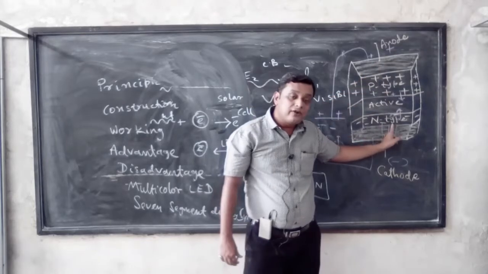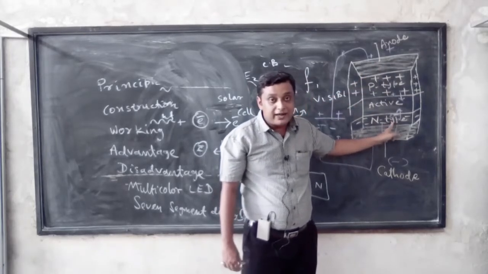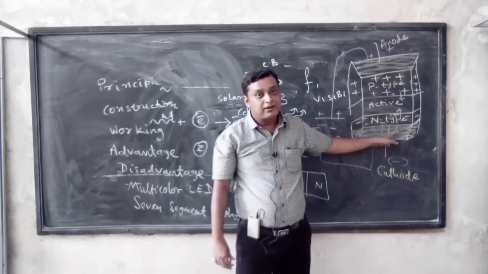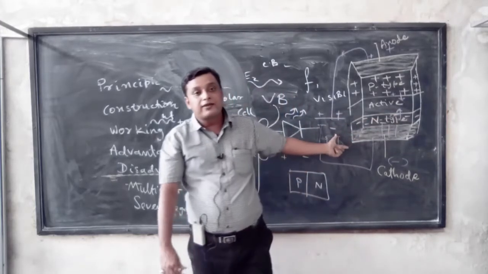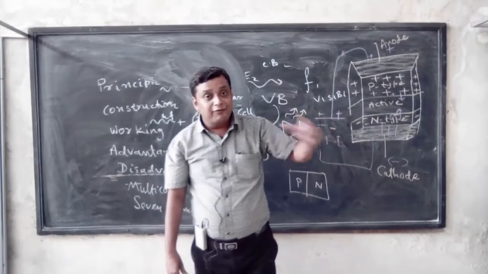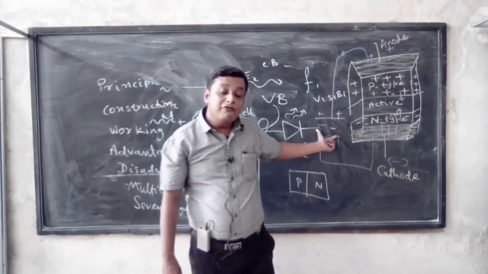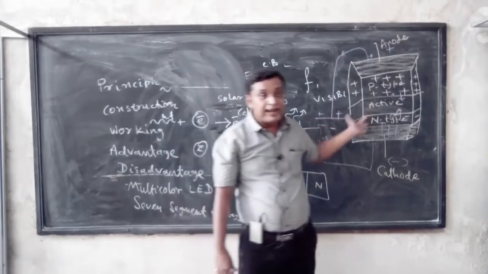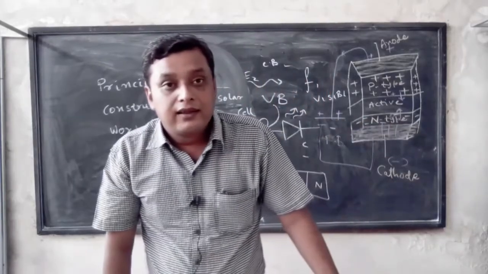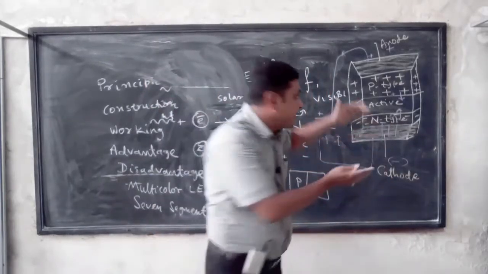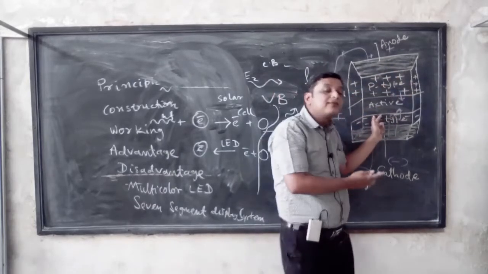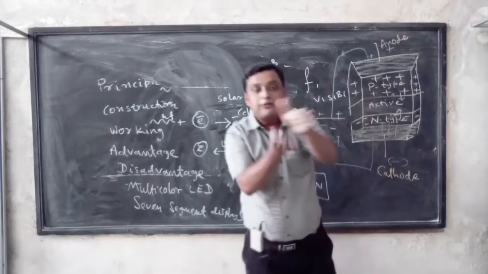As well as electrons from the n-type semiconducting material are also shifting towards the depletion barrier due to this repulsion of the externally connected power supply. So what happens if I am increasing the forward bias voltage across this LED? Repulsion is being increased. If this repulsion is being increased, shifting of the electron and shifting of the hole is also being increased.